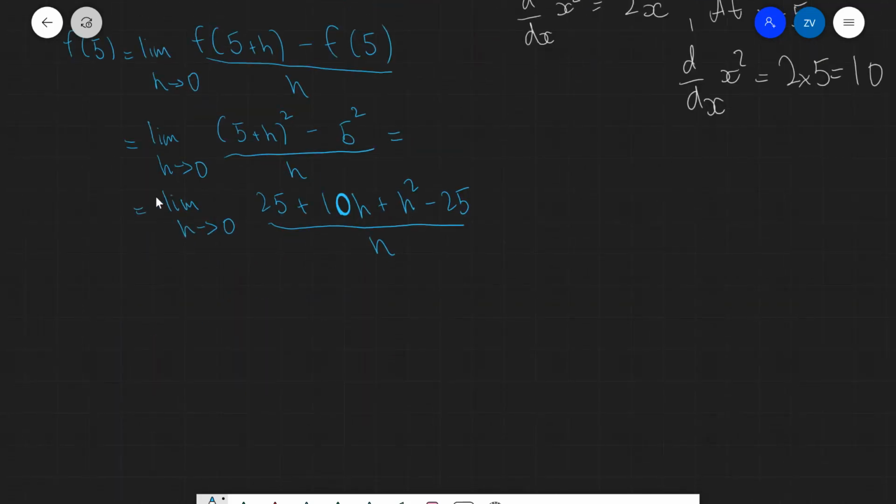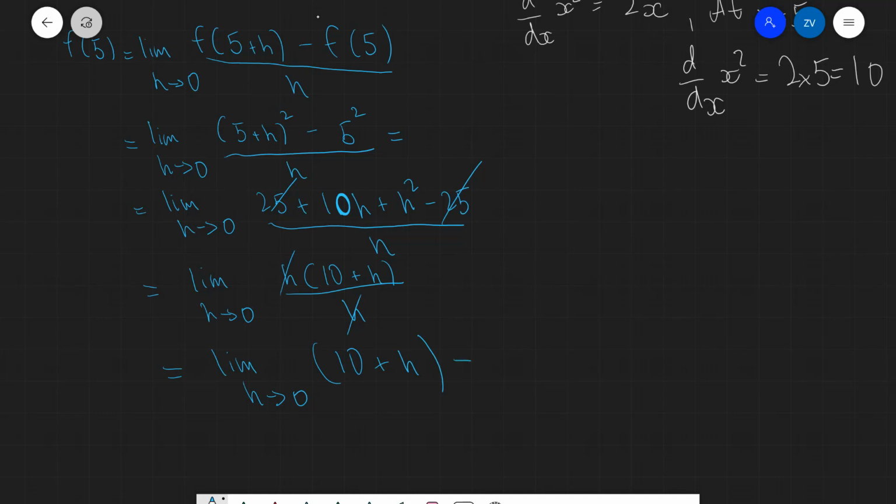We're almost there, guys. Let's just do a little bit of algebra. So we can see a 25 and negative 25 are going to cancel out, so this is equal to the limit as h tends to 0 of 10h plus h squared, over h. Let's just take a factor of h out, so it's going to be h, open brackets, 10 plus h, divided by h, and this cancels out, and what we're left with is the limit of this function as h tends to 0 of 10 plus h. But notice that this limit is just 10, because as h approaches 0, this whole function approaches 10. And the two results agree perfectly.